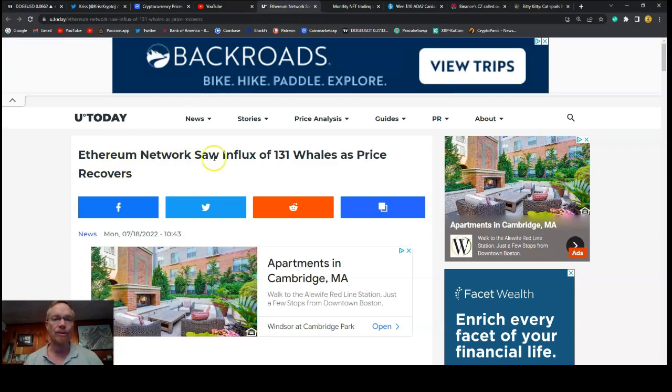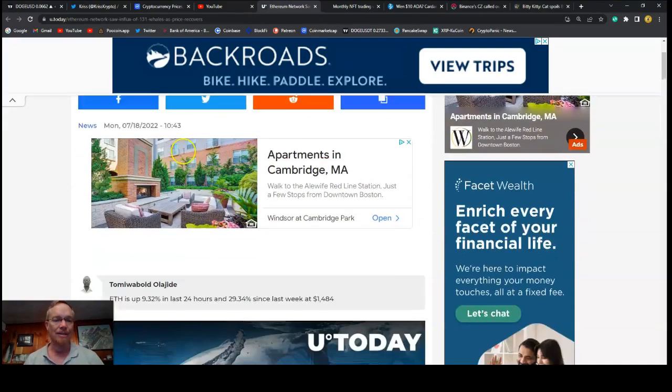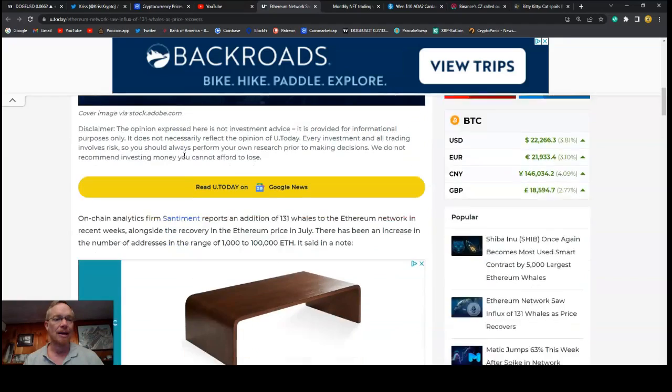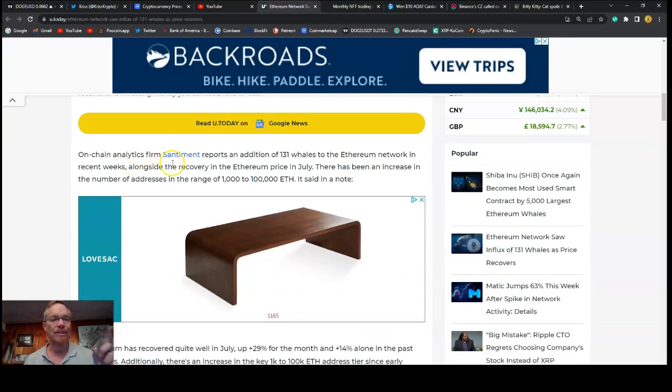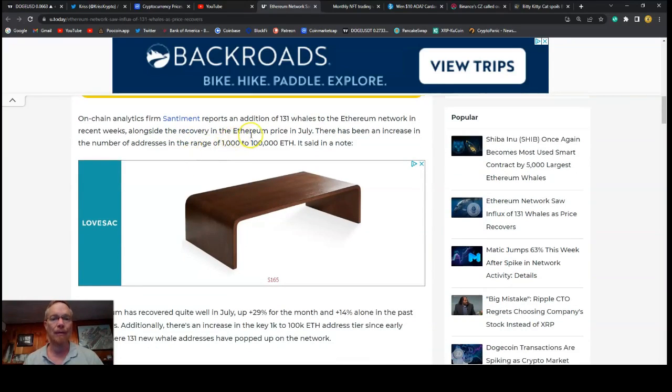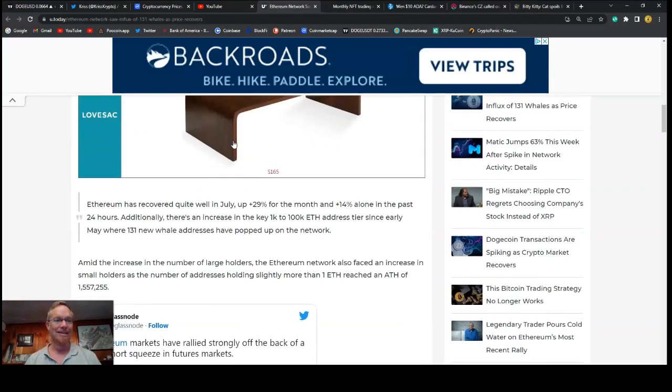The Ethereum network saw an influx of 131 whales as the price recovers. So on-chain analytics firm Sentiment reports an addition of 131 whales to the Ethereum network in recent weeks, alongside the recovery in the ETH price in July. Been an increase in the number of addresses in the range of 1,000 to 100,000 ETH. I wish I had 100,000 ETH. That would be very nice.